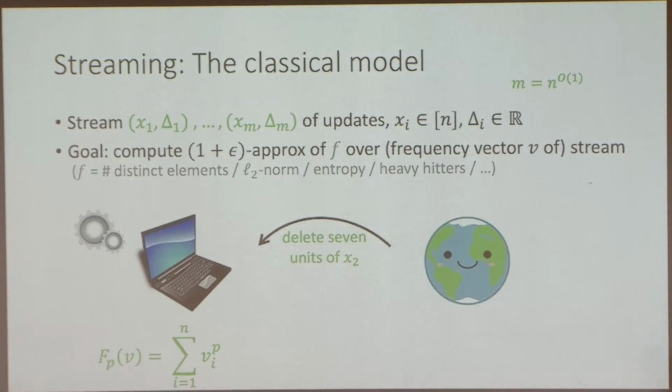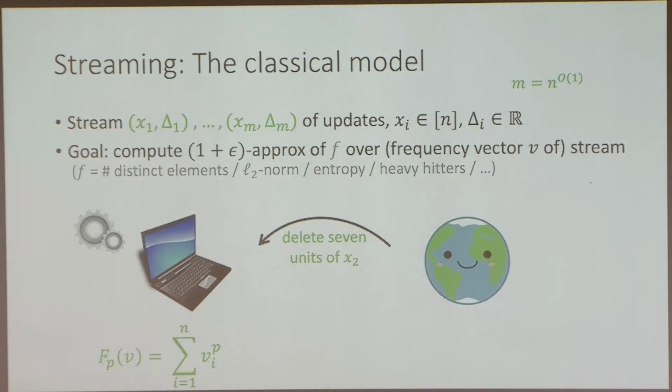We generally assume in this talk that the length of the stream is of the same order of magnitude, maybe polynomial in the size of the universe. Both of them are very large, so we want the streaming algorithms to depend ideally polylogarithmically on m and n. Maybe polynomial in epsilon is fine.